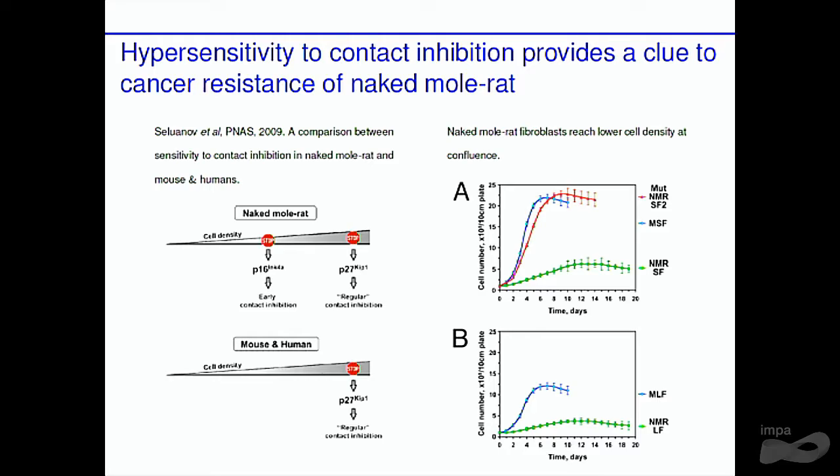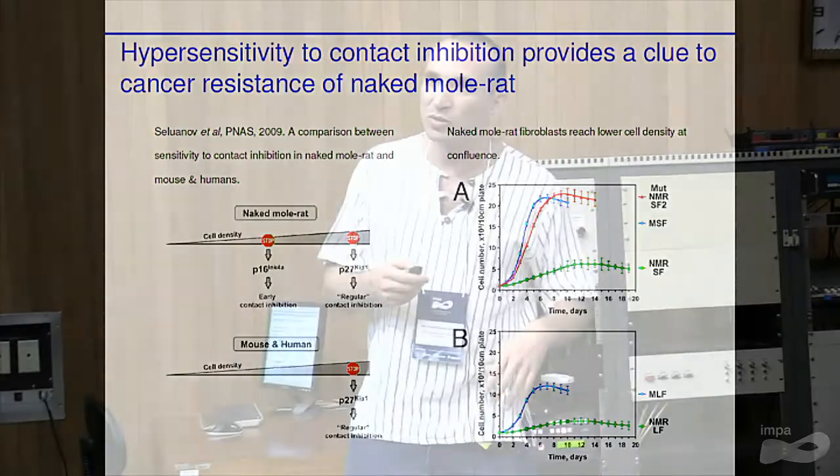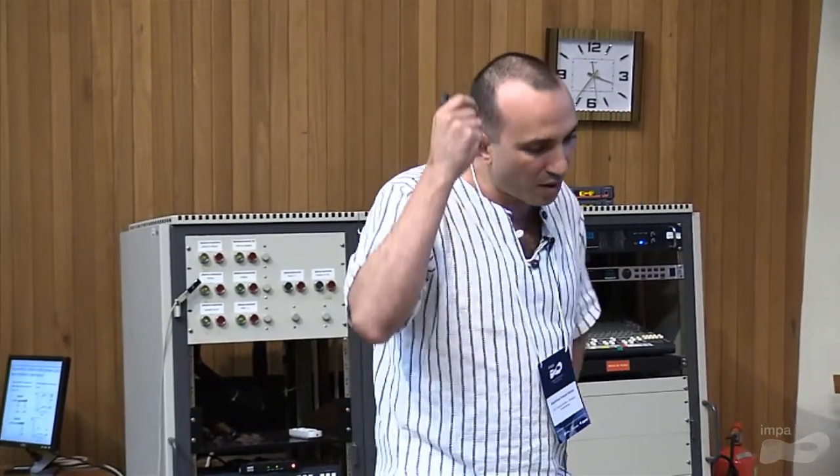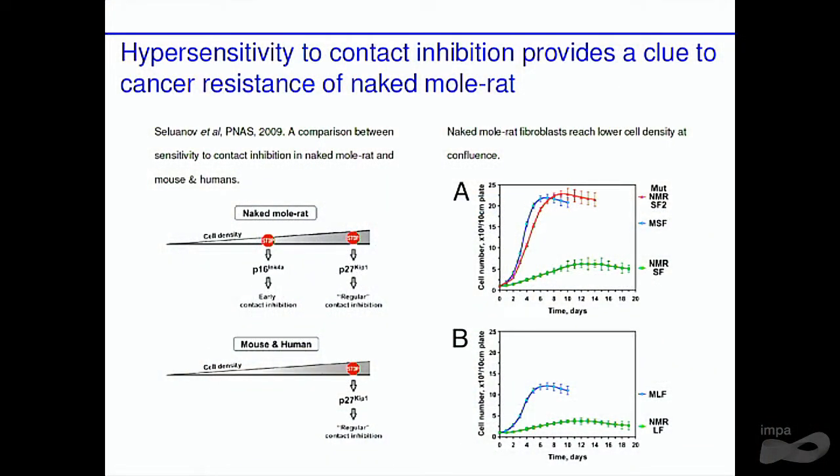The question is why? What is going on? What is the property that they have? One of the mechanisms that they do have is hypersensitivity to contact inhibition. So how did they measure this? Recently, Siluanov and collaborators made some experiments using culture experiments.